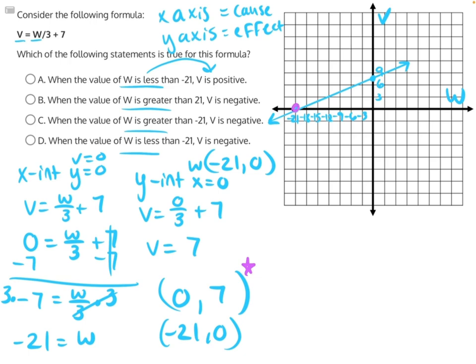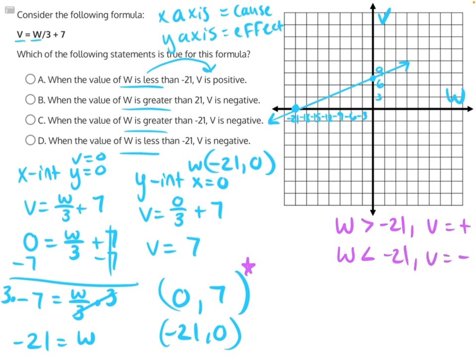If I take a look at our x-intercept, I can see that everything that is greater than my x-intercept has positive y values, or y values that are above the x-axis. And then everything less than my intercept has negative y values, or y values that are below the x-axis. So I can write two statements. One that says when w is greater than negative 21, then v is going to be positive. But on the other side, when w is less than negative 21, v will be negative.